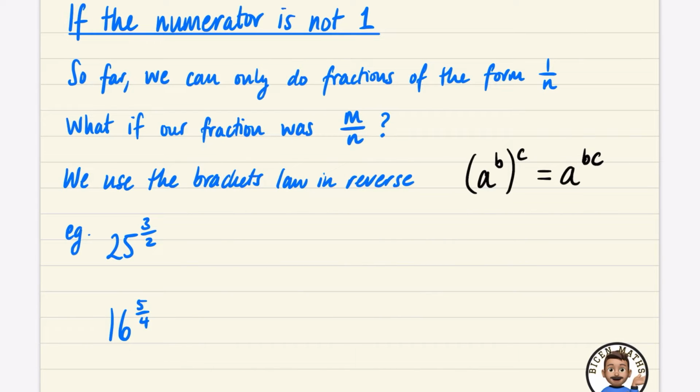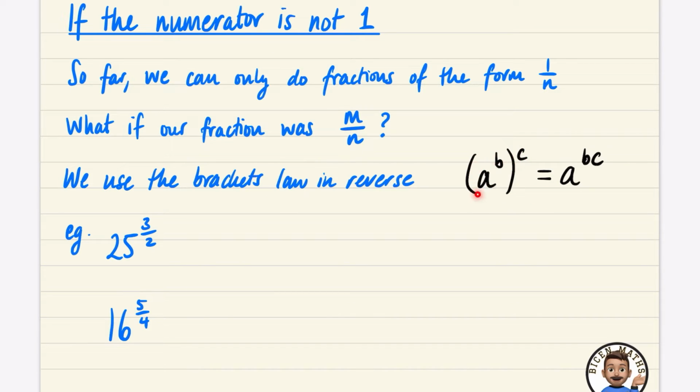Okay, so in the previous video, we found out what to do if the power was a fraction of the form 1 over n. Basically we figured out that whatever n was, that was going to be the root that you would take of the number. But what if the numerator is not 1? What if our fraction was m over n instead? Well, what we do is we use the brackets law in reverse.